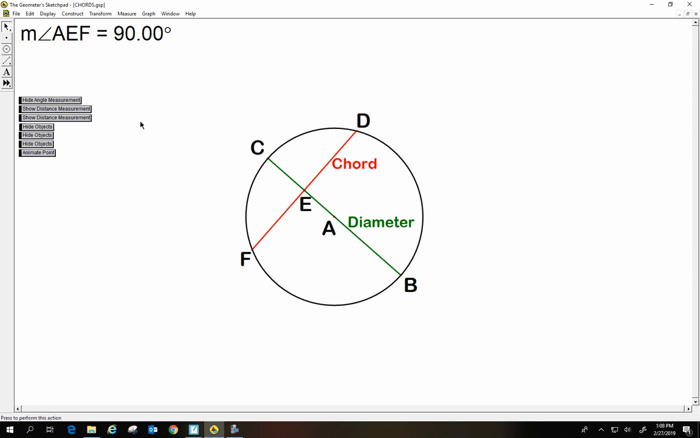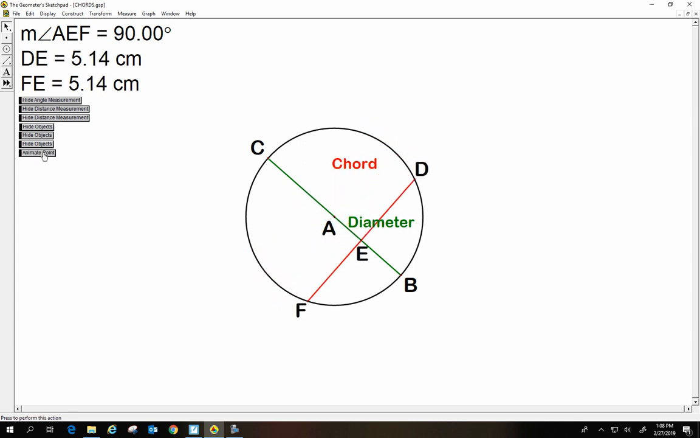I measured these pieces of the chord, DE and FE. You can see right now, with that angle being 90 degrees, those two parts of the chord, DE and FE, are the same size. I have an animation here where I can move this red chord back and forth. You can see that the angle will not change. The measurements will change, but they'll be the same as each other the whole time. So let's do that.